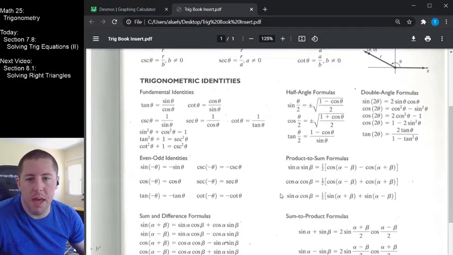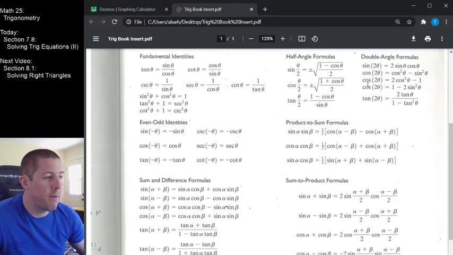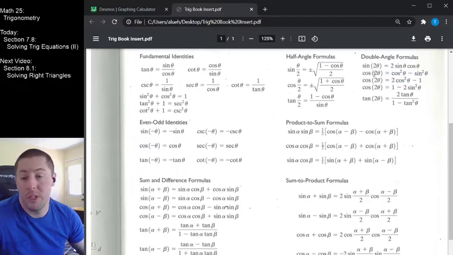Where's cosine of 2 theta on this thing? Well, I see our double angle formulas are right over here. And oh my gosh, we have 3 different choices of cosine of 2 theta equations that we could use right here. So which one do we want to use? Which one do we think is going to help us the most?